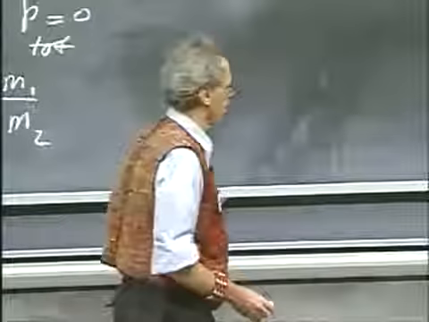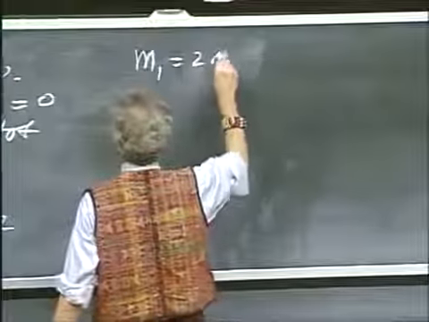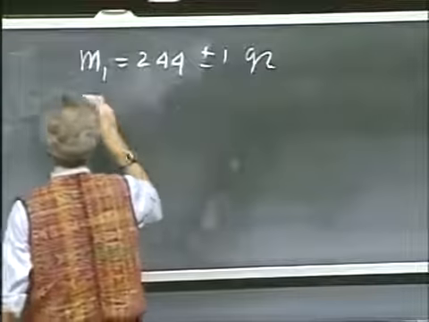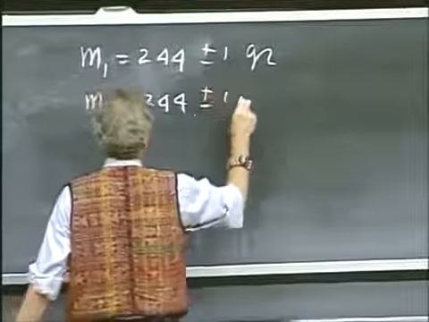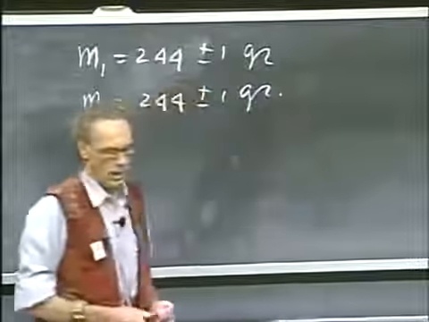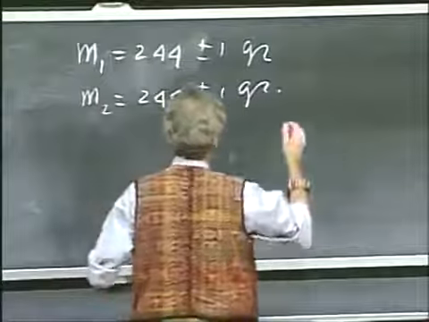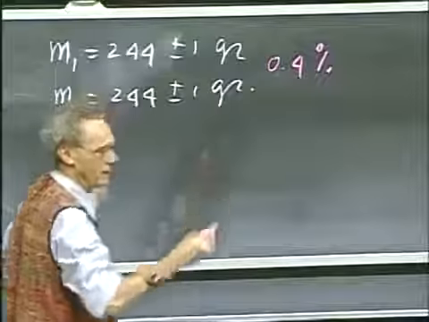So that's the way we will measure the time for each car to move by 10 centimeters. The first experiment that I will be doing, M1, is 244 plus or minus 1 gram, and M2 is also 244 plus or minus 1 gram. In other words, the uncertainty in the masses is something like 0.4%. That's just part of life. I can't do much better.